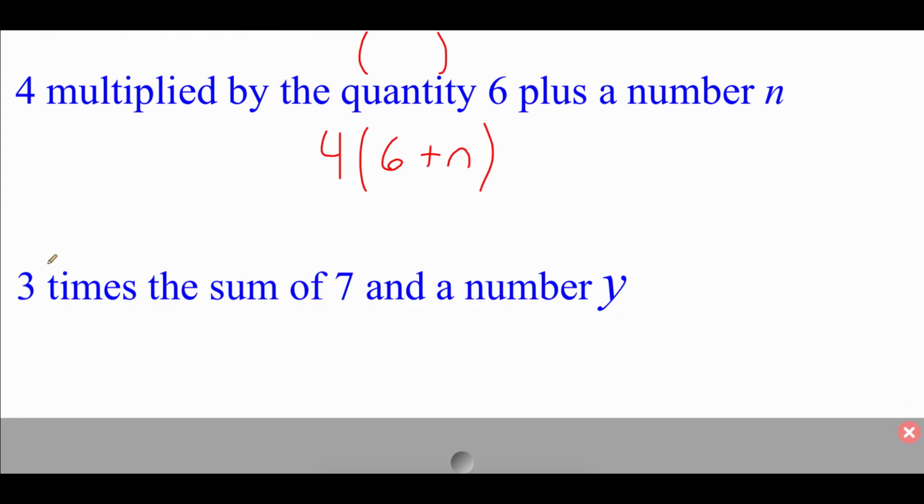For the next one, we've got 3 times the sum of 7 and a number y. Now there's a lot going on in here, and we're going to use more parentheses to help us out. So we're taking 3 times a sum, which means we're going to add a couple of things together. Now, based on the order of operations, we're going to do this sum first. So I need to put that stuff inside of the parentheses. So I'm going to take 7 plus y inside of my parentheses.